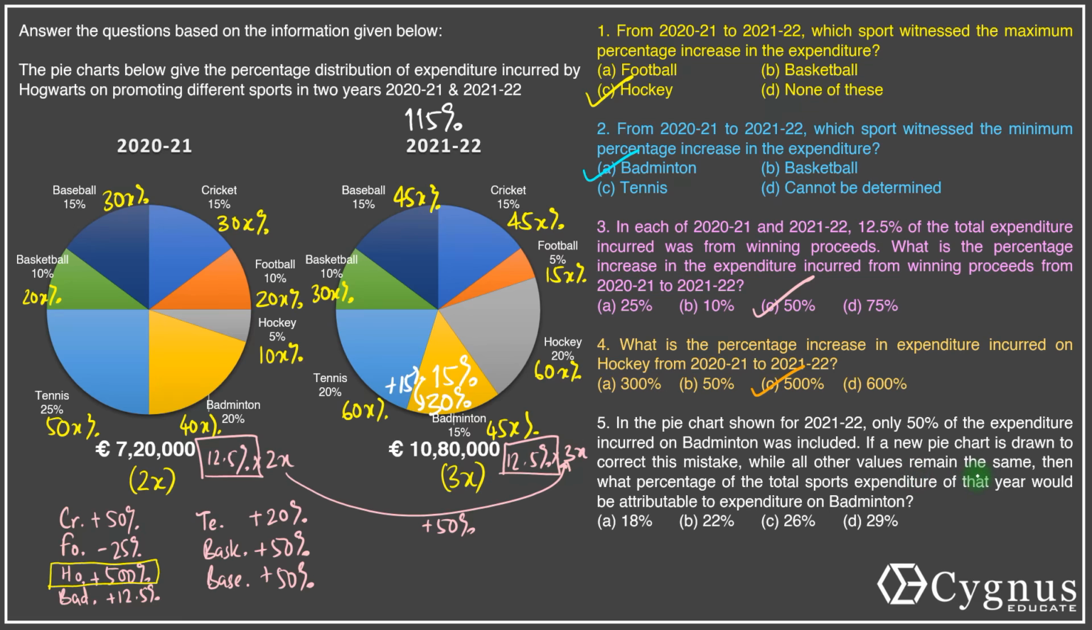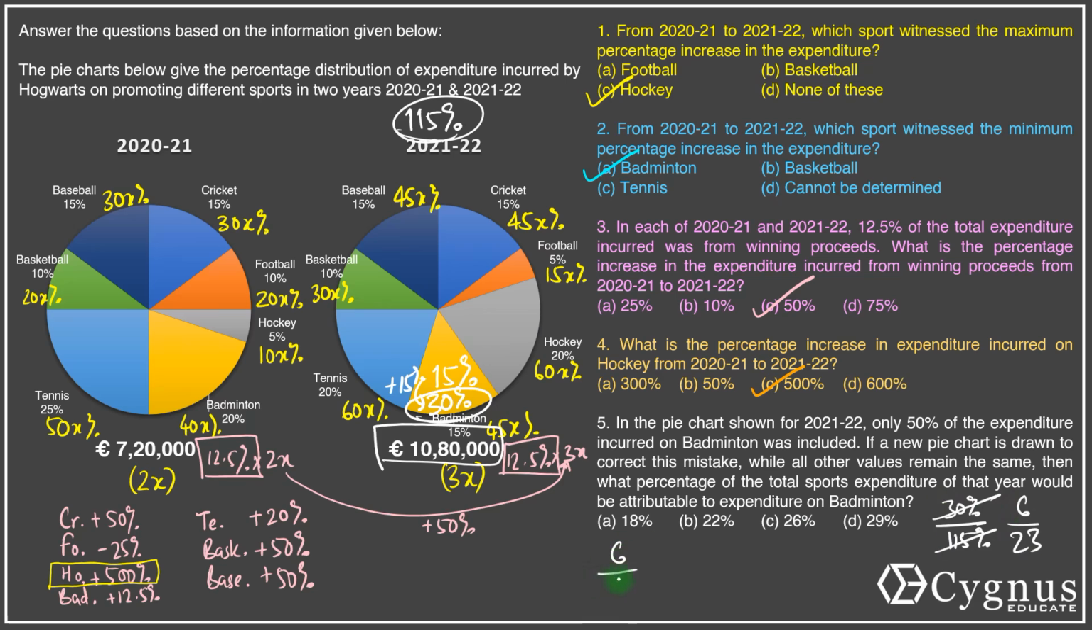Fair enough. If a new pie chart is drawn to correct this mistake, while all the other values remain the same, then what percentage of the total sports expenditure of that year, that is, what percent of 115% of this value, would be attributable to expenditure on badminton? Well, expenditure on badminton would be a grand 30% of 115%. Because they're just asking a percentage value, I don't really need to bother with the 1,080,000 euros. So 30% on 115%, 5 cancels off, you get a figure of 6 over 23.